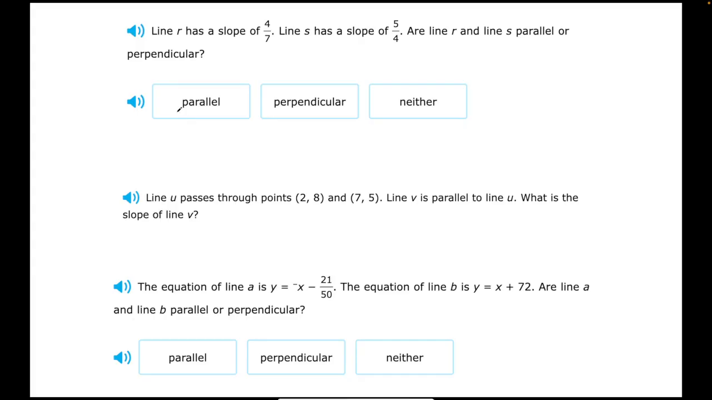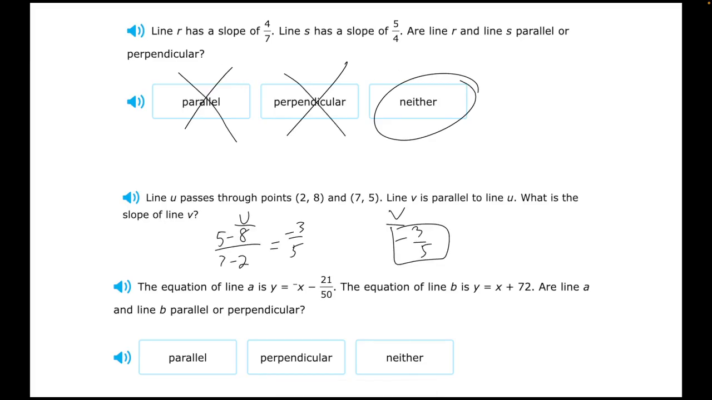Okay, now that you've had time to work these problems, let's check your solutions. For the first problem, they don't have the same slope, so they're not parallel. They don't have negative reciprocals, so they're not perpendicular. So the answer should be neither. For the second problem, we should have done the slope formula for U, and then they're parallel, so they should have had the same slope, so -3/5 should have been your final answer.